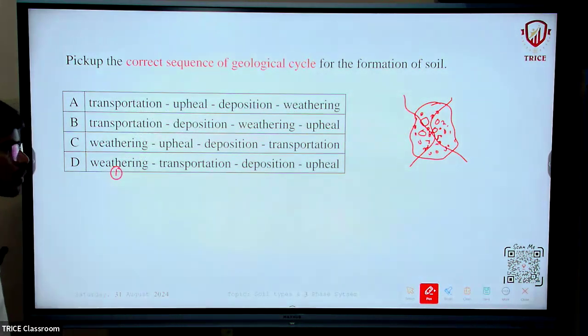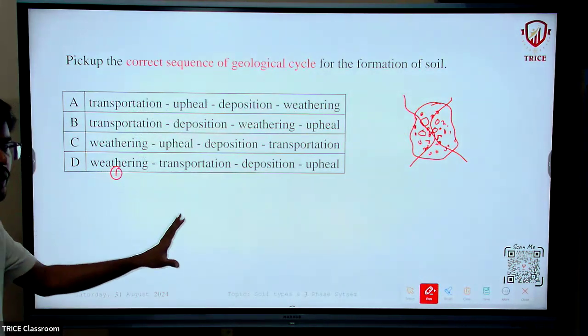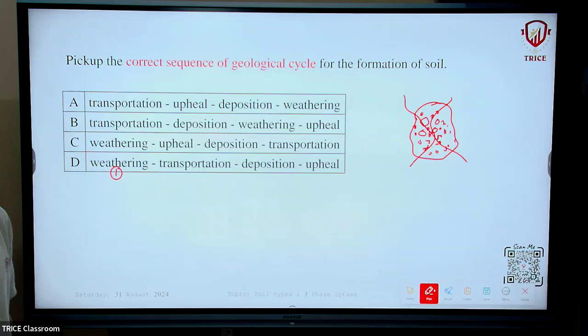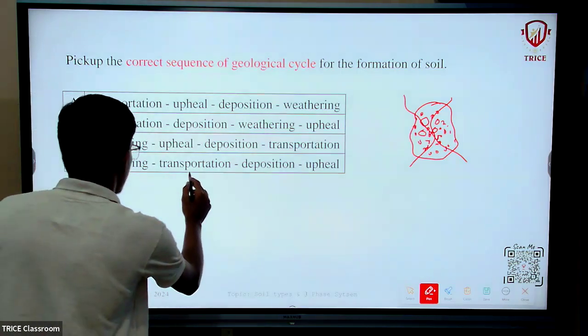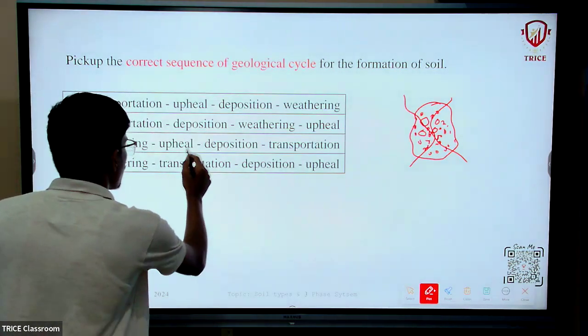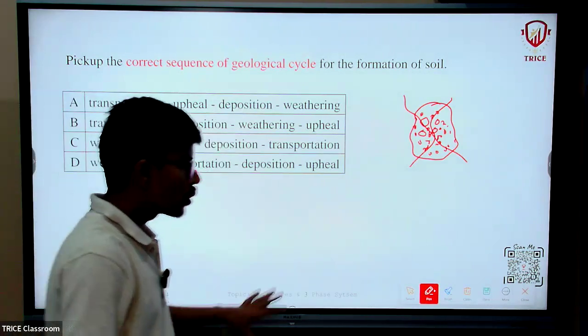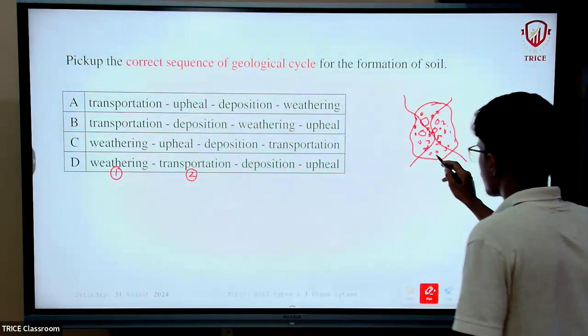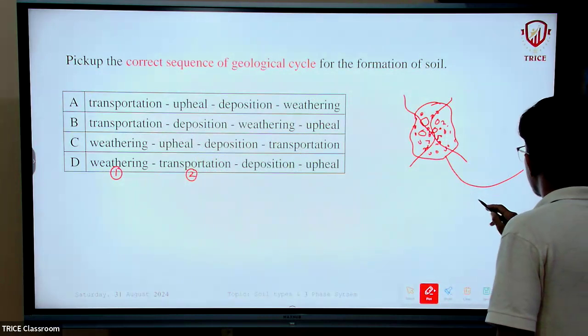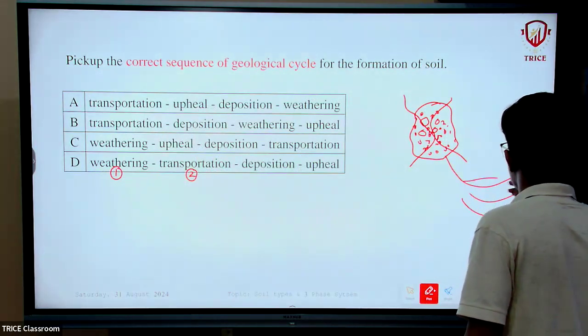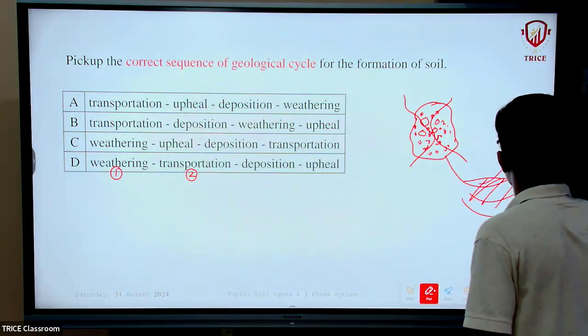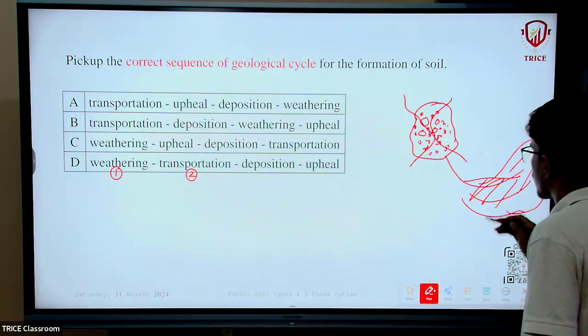Once it gets weathered, what happens? It moves, which is the transportation. The second portion is the transportation part. Once you get the movement, what happens? Again, it gets deposited on the downstream side, in the formation of the downstream side, like the mountainous regions.